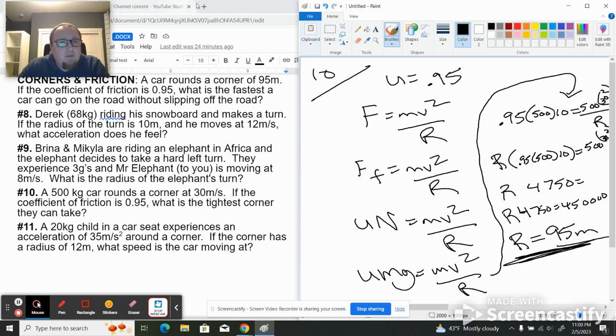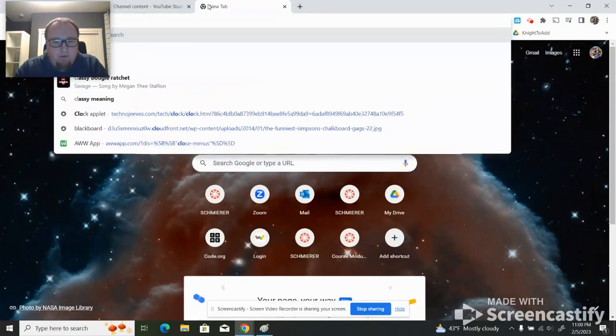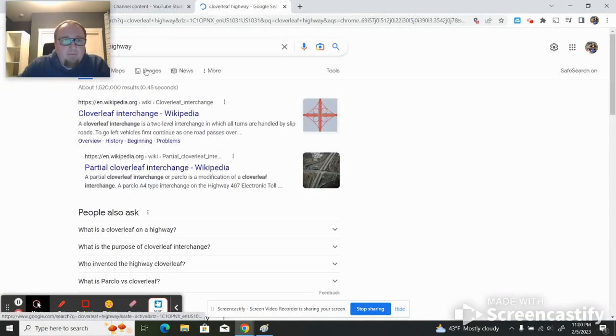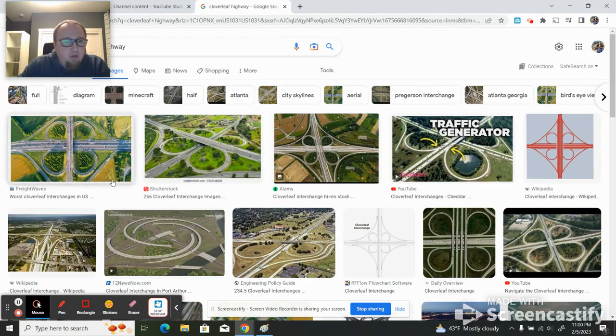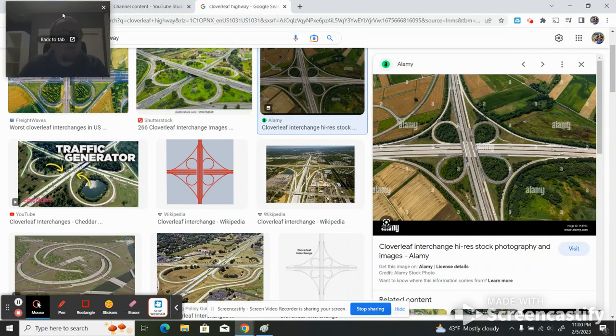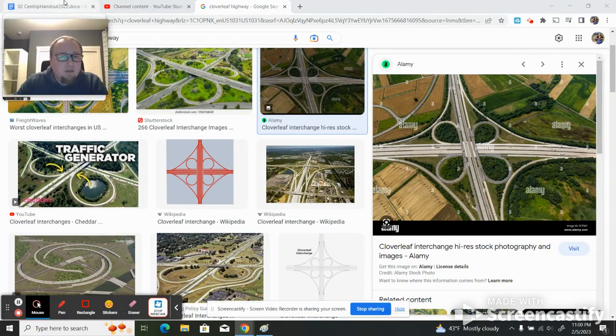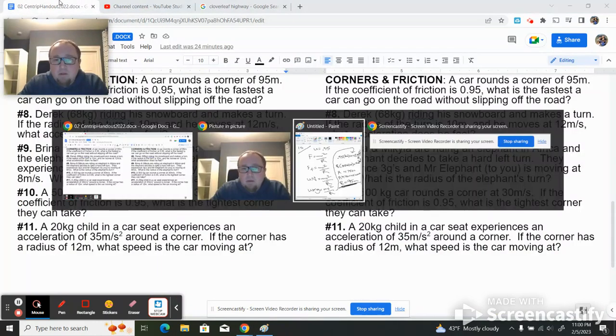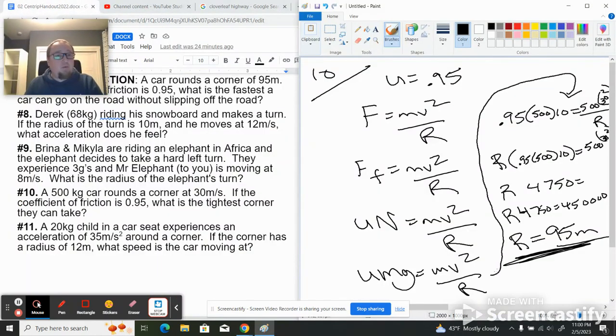So I'm going to give you a visual. You've seen these, right? These are called clover leaves. Think about how big they are, and why they're so big. They're so big because as you're going at highway speeds, our tires can only do so much, so I have to have these big radiuses at those speeds. 30 meters per second is about highway speed. All right, we're going to do number 11, and this is it.